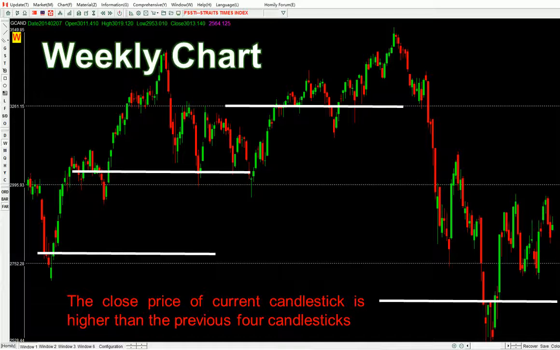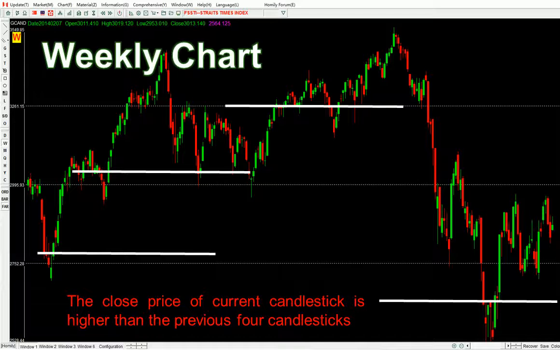The close price of the current candlestick is higher than the previous 4 candlesticks. So what's that meaning? We can count the candlesticks 1, 2, 3, 4. If the close price of this candlestick is higher than the previous 4 candlesticks, and if the next candlestick is higher than the previous 4 or 3 candlesticks, it means that it has a chance. So we can see here, 1, 2, 3, 4. This one cannot. So this one can, right? It means here we can buy stocks because the market has a chance. This is for the weekly chart.